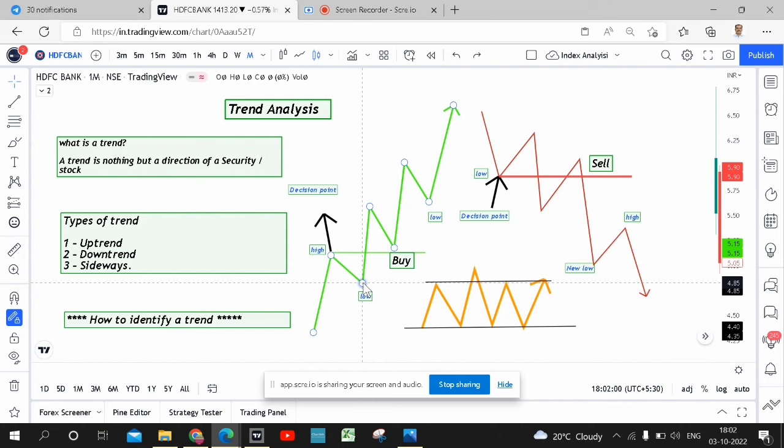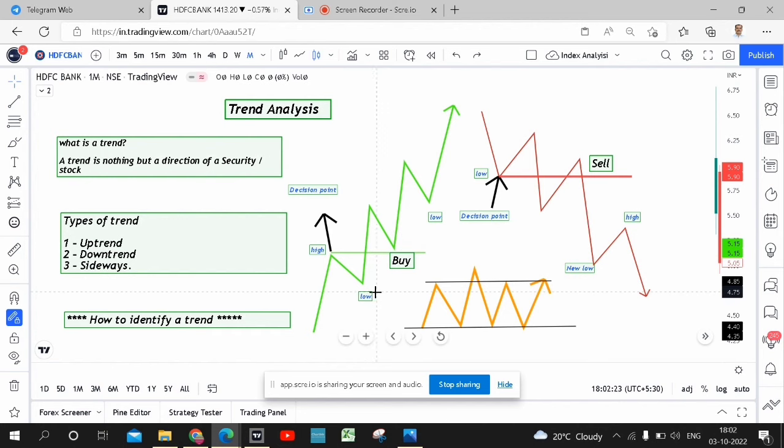The high before the lowermost point, I took it as a decision point. So whenever the market gives a solid bullish closing above the previous high, or what I call the decision point, that is where one can come to a conclusion that the market is in an uptrend.